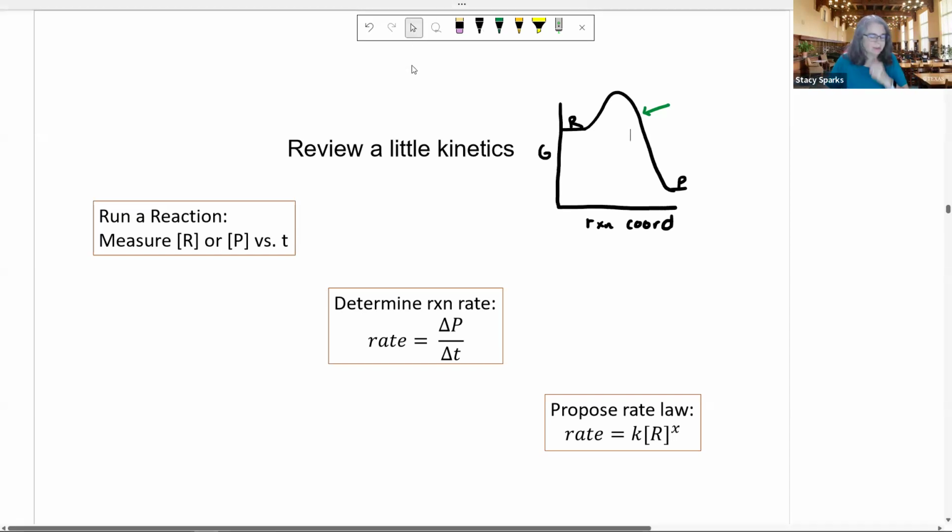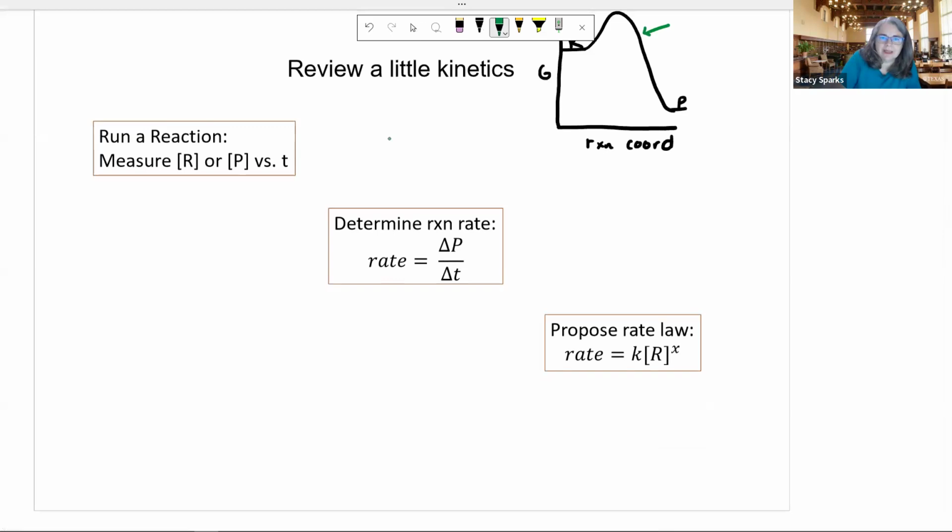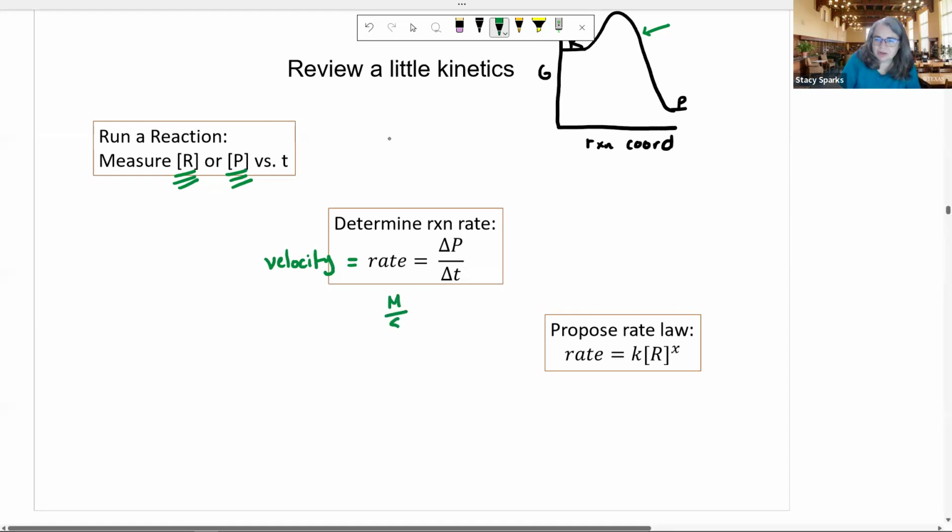Okay, we're going to review some here. If you run a reaction, we can, in the lab, run a reaction and measure either the concentration of the reactant, which will be going down over the course of the reaction, or the concentration of the product versus time, whichever is easier for us to measure. We can determine a reaction rate. Okay, so we're talking about the speed. In biochemistry, we tend to call this the velocity of the reaction, the speed of the reaction. It's the same thing as the reaction rate. Look at our units. Products over time, we're going to be talking about some units of concentration over some units of time. Molarity per second is a common one.